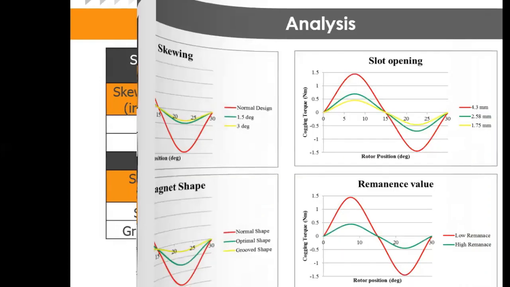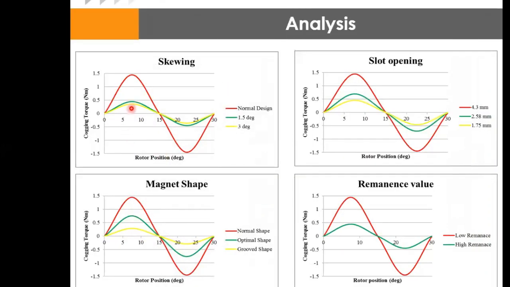And finally, this is a waveform representation of the numerical values which I have gained. The red color denotes the conventional design, and the green and yellow show the design variations which we have done, right? So this is the overall sum up. We can see that as per the theory, when you show a design variation, the cogging torque is being reduced.